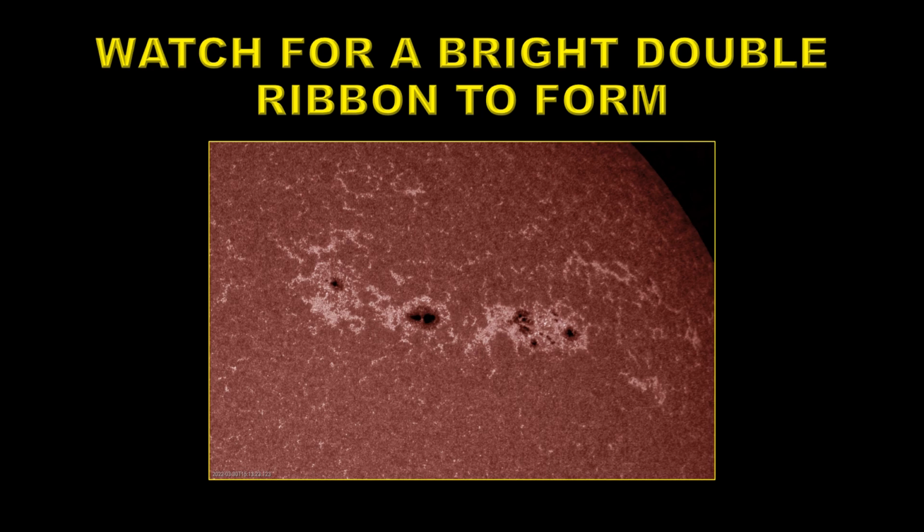Here is a sample of the 1700 angstrom channel, and you can see the sunspots very clearly, but they're surrounded by these bright areas. That's called plage. Where the sunspots are dark and cool, this plage is hotter and lighter. And what we're going to look for in the flare is a couple of bright ribbons appearing in that leading sunspot region. Those are the base of the foot points of the flaring loops.